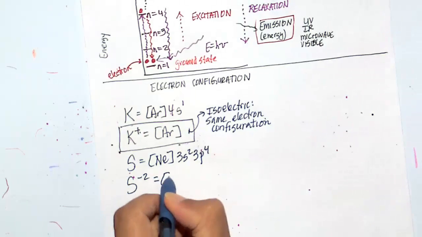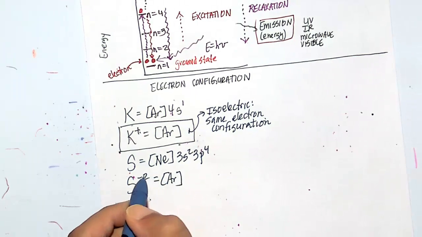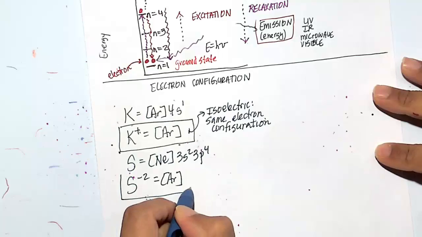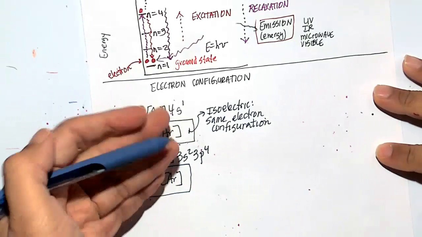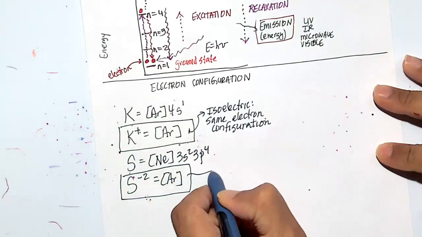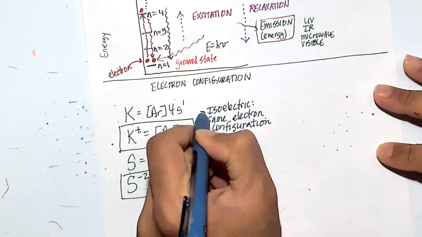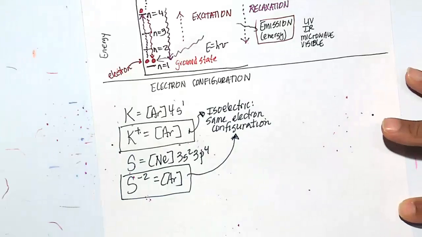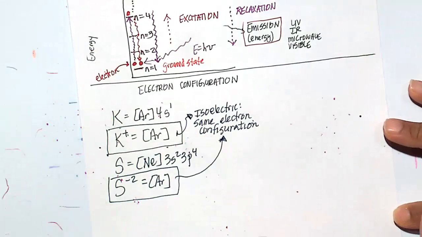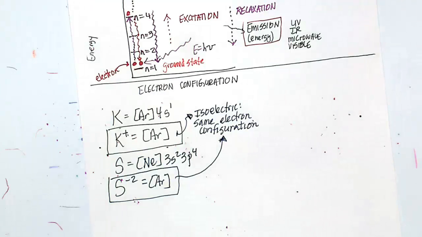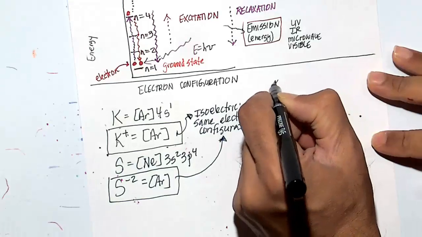And again, we have another example. K plus, S-2, argon. These are all isoelectronic. Same noble gas. Like that, the electrons are going to go marching and marching and marching. There are a couple of exceptions, so just be careful.